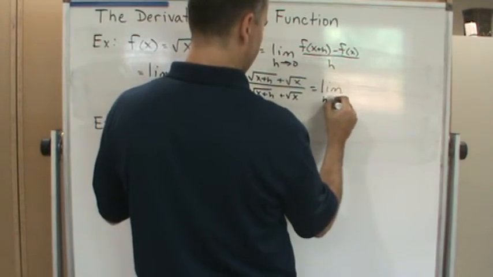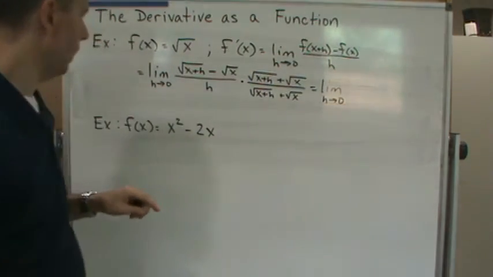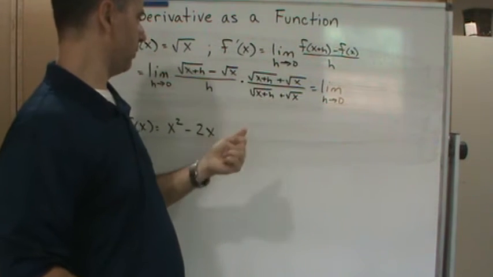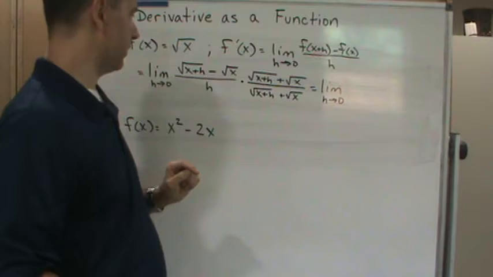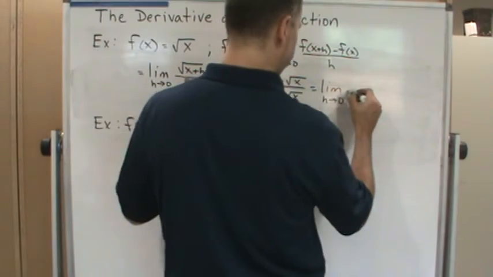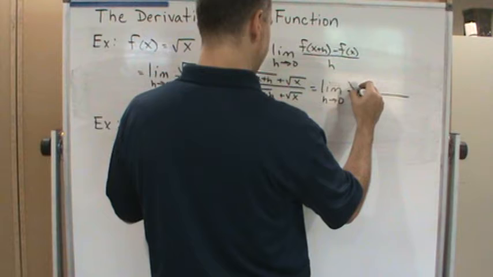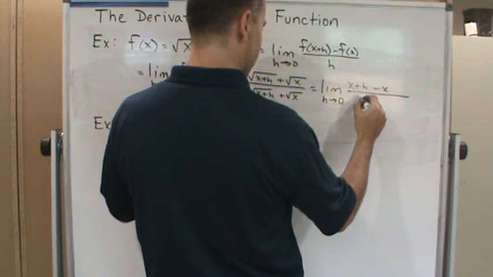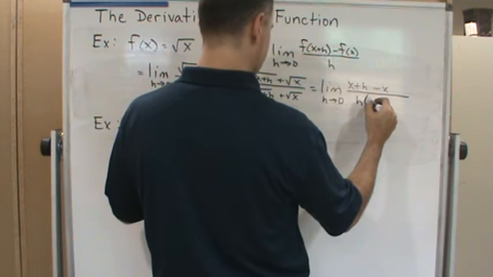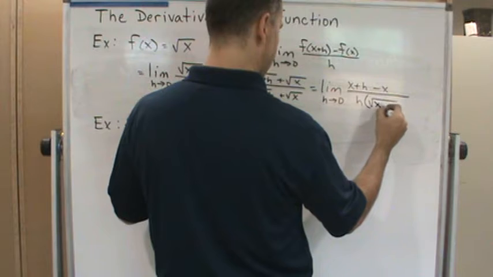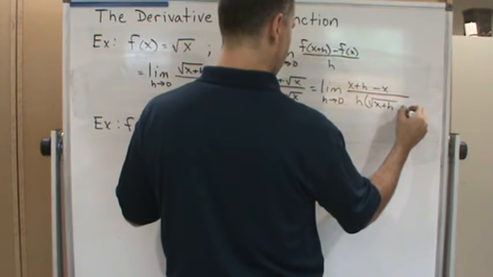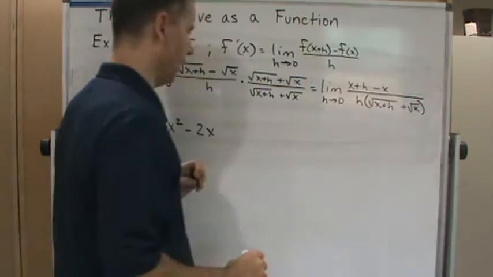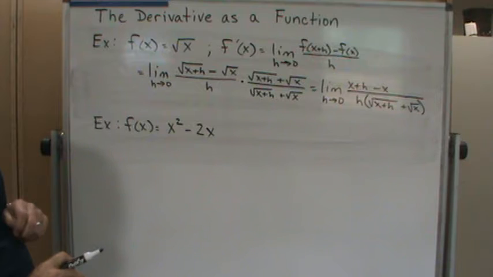This equals the limit as h approaches 0. And so now what happens up here? Well, the radicals are going to go away. The middle term, because it's a difference here, is going to drop out. So in the numerator we end up with x plus h minus x, and then we have h times the square root of x plus h plus the square root of x. I'm not going to expand it out or distribute.